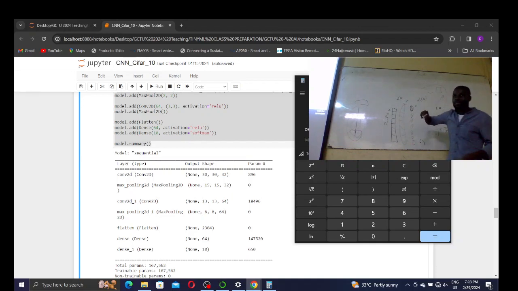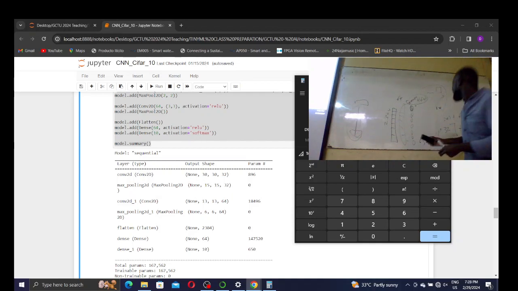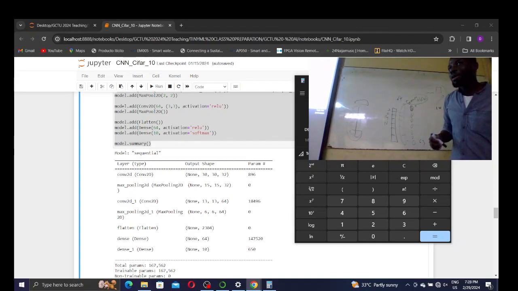So plus what? This is 2304 times how many of this? 64. So you add that plus the biases, and you get 147,520. You see exactly that number, right? How do you become more than 2304? The flattening. You multiply 6 by 6 by 64. Understood?